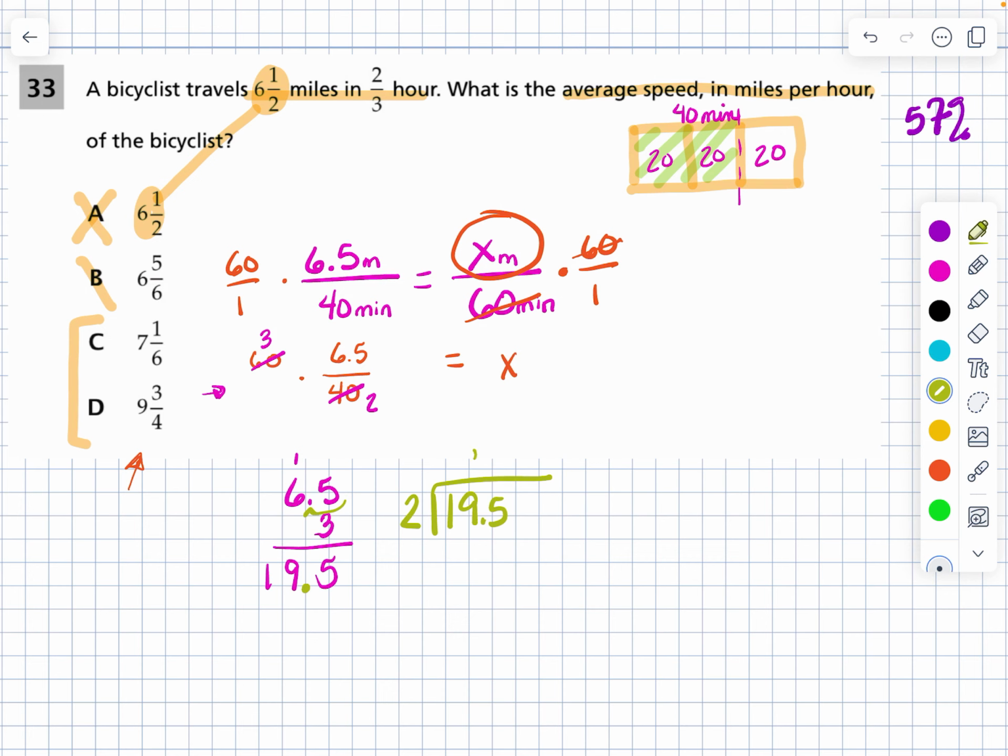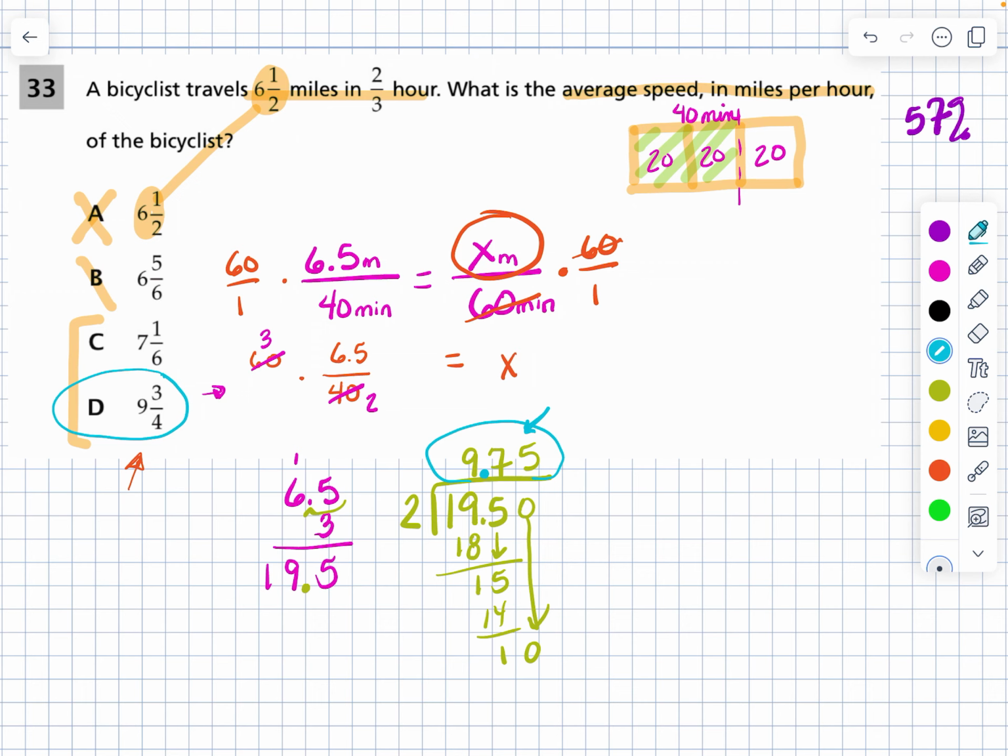All right, 2 goes into 19 9 times. 2 times 9 is 18. And I'll bring down the 5. 2 times 7 is 14. And then I'm going to add a 0. 2 goes into 10 5 times. And my decimal point is right there. So you can see now I've solved for X. It's 9.75, which is the same as 9 3/4. So if you don't see the connection between 0.75 and 3/4, you could always divide out 3 divided by 4 and you'll get this 0.75 piece. Okay.